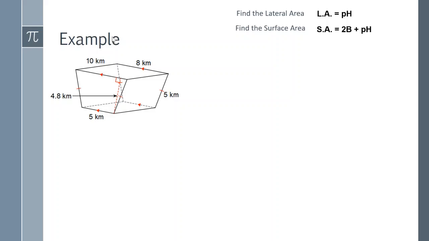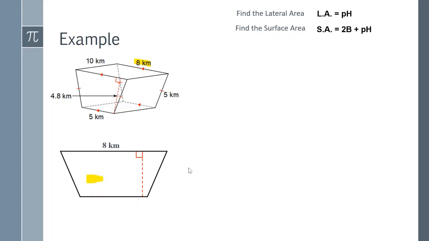So now, again, sketch your base. This makes life a lot easier. Now we need to figure out what numbers go where here. So let's start off by looking at this base right here of the trapezoid. Well, that is that number right there, 8 kilometers. So we're going to sketch that in right there.